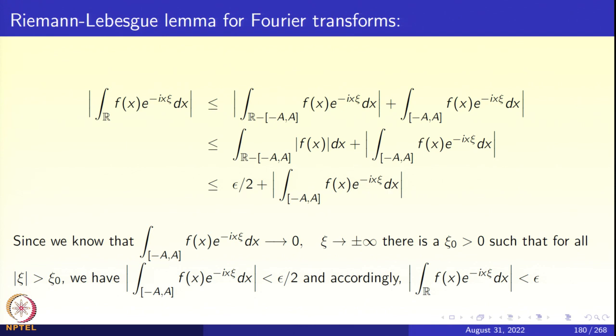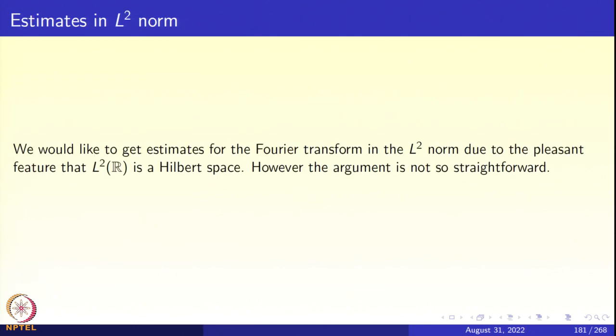Now take the second integral, mod integral minus a to a, f of x e to the power minus ix chi dx, and we know that that piece goes to 0 as chi tends to plus or minus infinity. So there is a chi naught bigger than 0 such that for mod chi bigger than chi naught, that absolute value of the integral minus a to a, f of x e to the power minus ix chi dx, is less than epsilon by 2, and accordingly we conclude that mod f hat of chi is less than epsilon when mod chi is bigger than chi naught. That was pretty easy because we did the detailed analysis for the Riemann-Lebesgue lemma for Fourier series, and a large part of the argument simply carried forward over here. And that completes the proof of the Riemann-Lebesgue lemma.